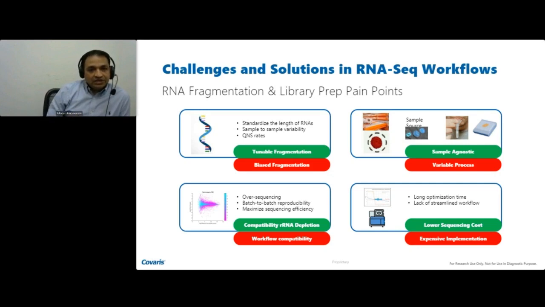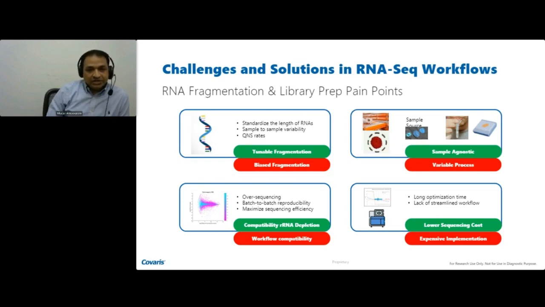Sample-to-sample variability is also one of the major concerns in the clinical and environmental space. AFA is agnostic to the sample type. And speaking about workflow compatibility, there are multiple protocols depending on sample origin, quality, and input amounts. AFA is compatible with low input samples and various ribosomal RNA depletion workflows, which is important to maximize the sequencing efficiency.